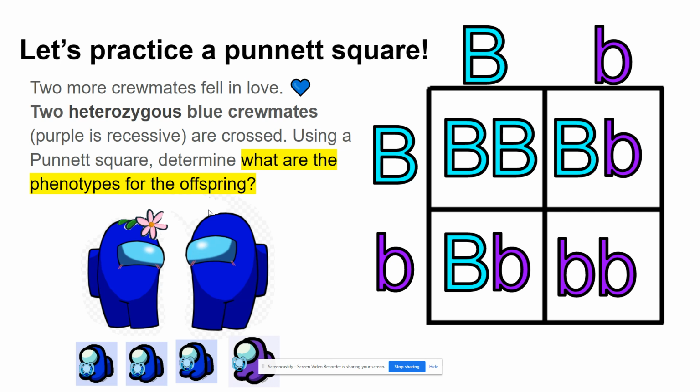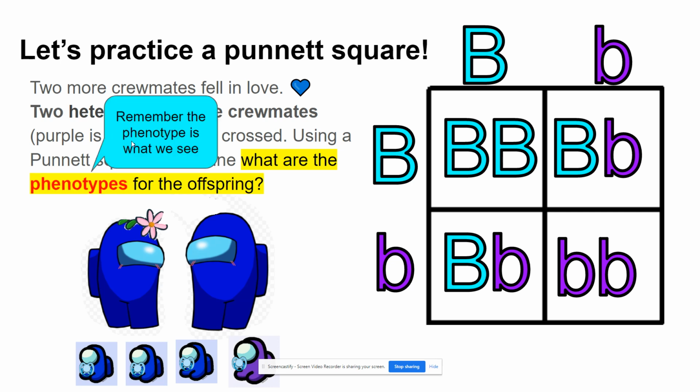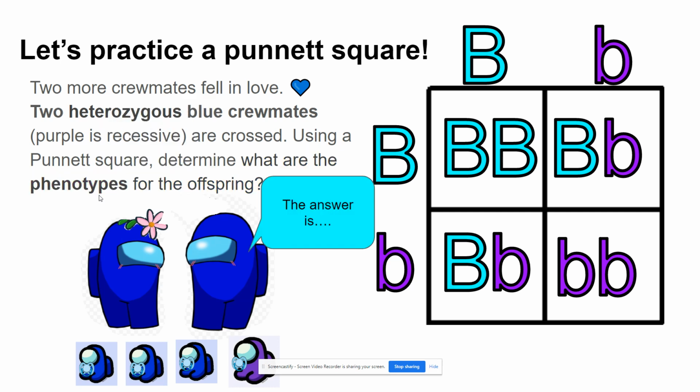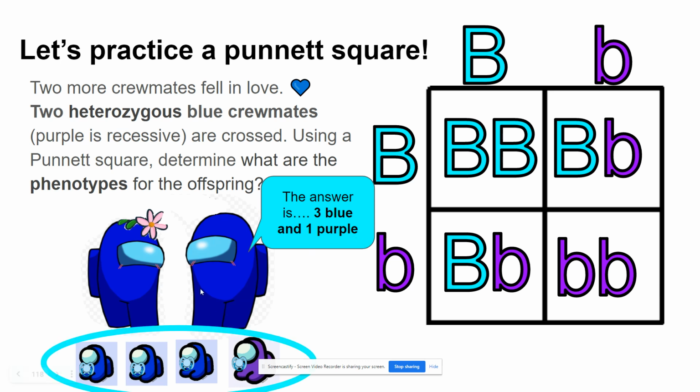Now remember, we need to know the difference between phenotype and genotype. Phenotype is what we see. Looking back at this, what do we see? Well, we see 3 blue and 1 purple. It can be represented with a 3-to-1 ratio. Again, 3 blue, 1 purple, 3-to-1.